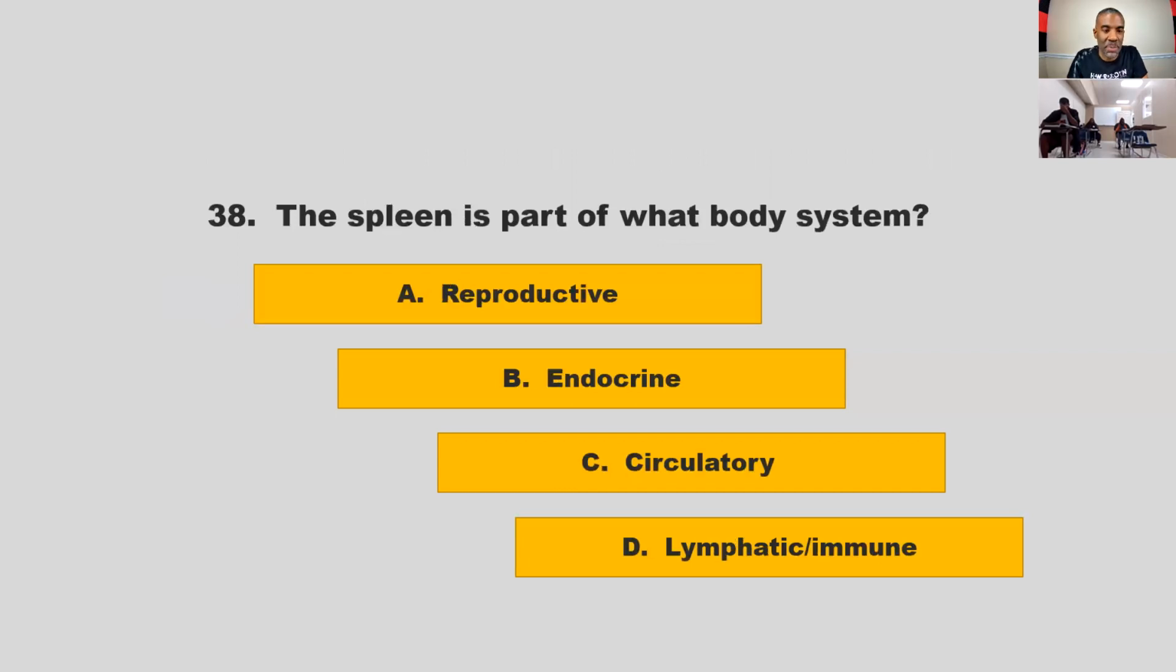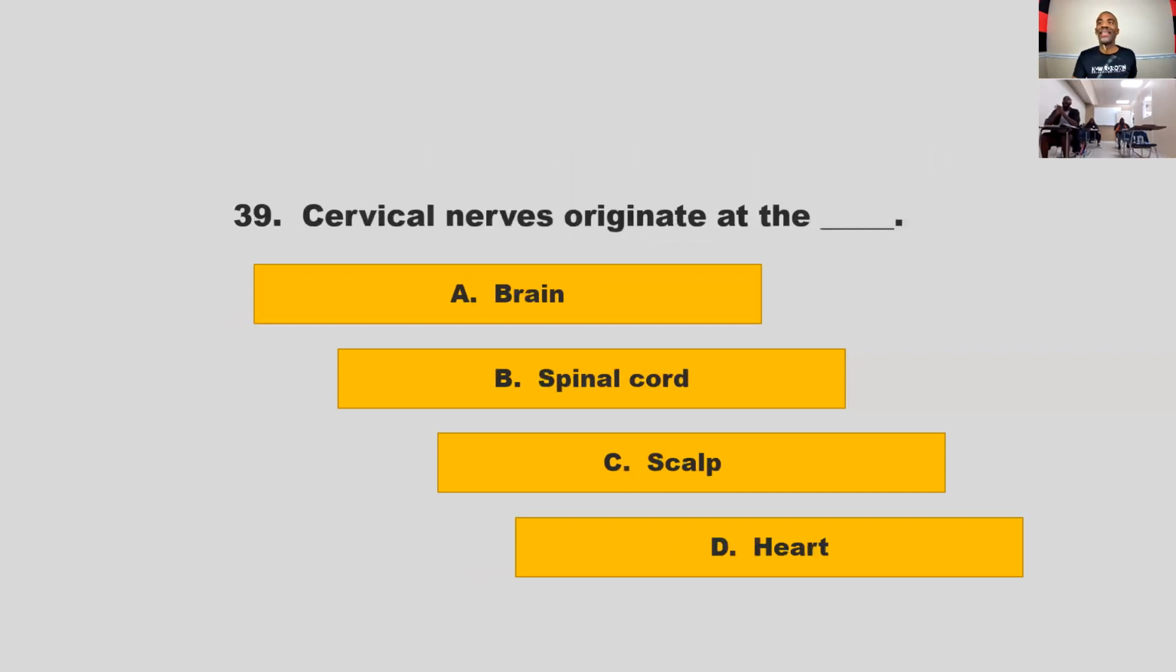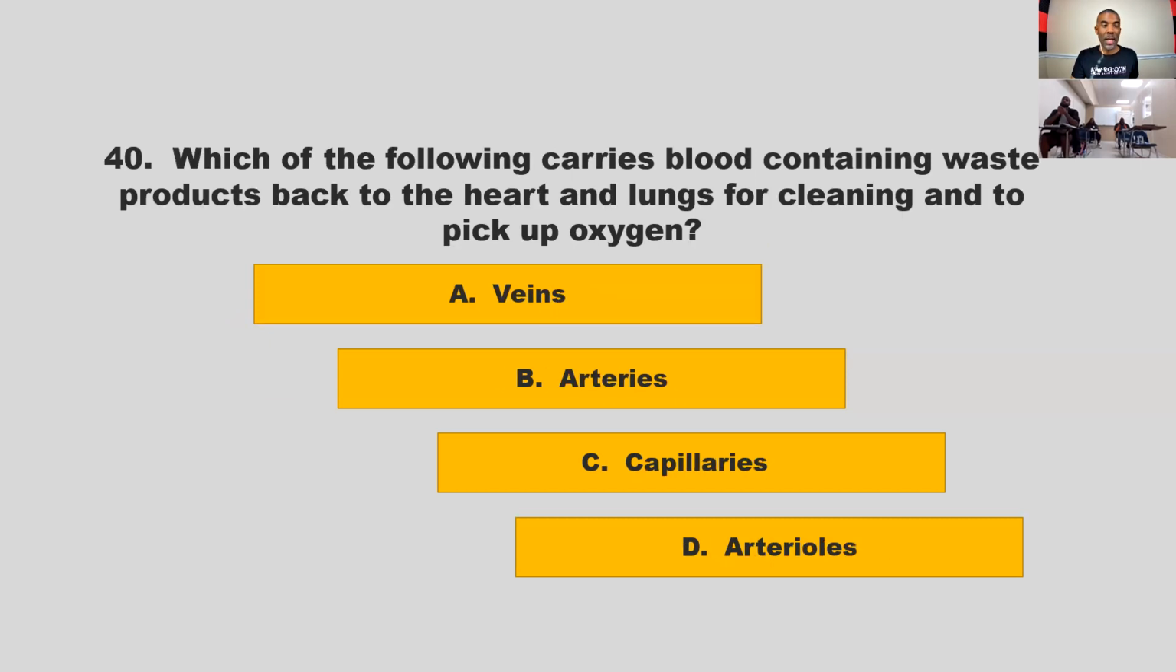The spleen is part of what body system? Is it reproductive? D. That is correct, lymphatic. Cervical nerves originate at the blank. Is it brain, spinal cord, scalp, or heart? B. And that is correct, the spinal cord. Which of the following carries blood containing waste products back to the heart and lungs for cleaning and to pick up oxygen? A. That is correct, veins.